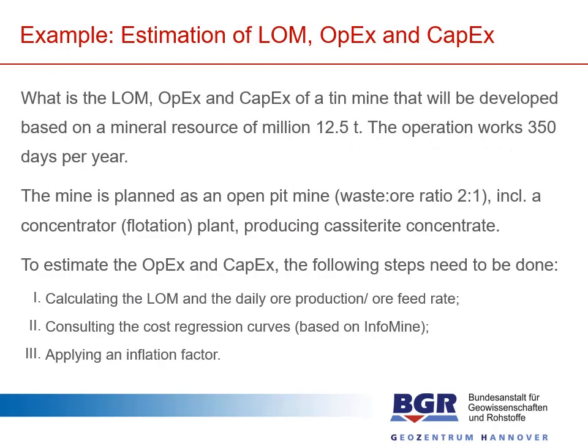We have talked now about life of mine, operating expenditure and capital expenditure. And now let's have a look at a concrete example. So what is the life of mine, what is the operating expenditure and what is the capital expenditure of a tin mine that will be developed based on a mineral resource of 12.5 million tons. The operation is 350 days per year running, and the mine is planned as an open pit with a waste to ore ratio of 2:1, including a concentration, so a flotation plant, producing cassiterite concentrate.